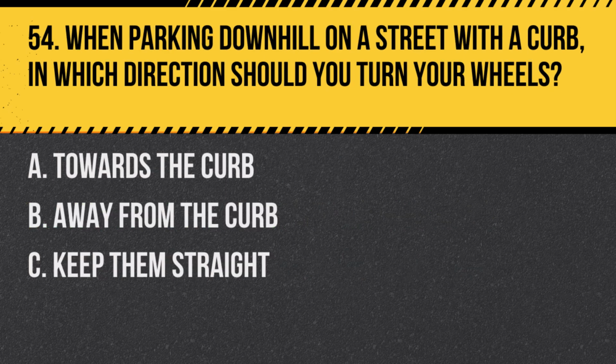Question 54. When parking downhill on a street with a curb, in which direction should you turn your wheels? A. Towards the curb. B. Away from the curb. C. Keep them straight. Answer: A. Towards the curb. This prevents the car from rolling into traffic if the brakes fail.